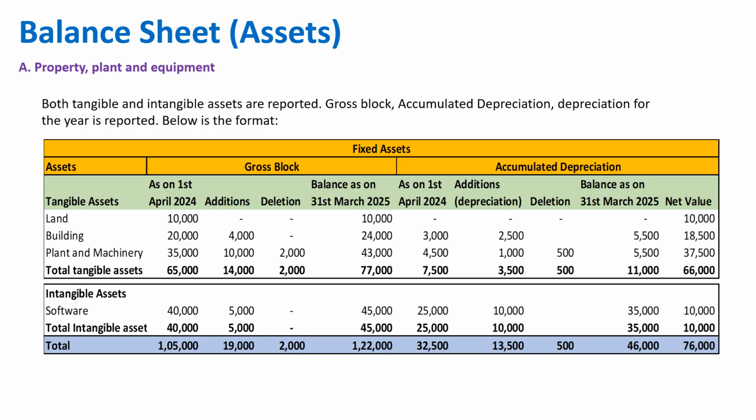Coming to building, you have opening balance 20,000, addition 4,000, no deletion. Hence the closing balance is 24,000. That is on the gross block side. On accumulated depreciation, you had 3,000 opening. Addition during the year is 2,500. Deletion nil, and your balance as on 31st March is 5,500. And what is the net WDV? Net WDV is gross block of 24,000 minus your closing accumulated depreciation of 5,500, and net is 18,500.